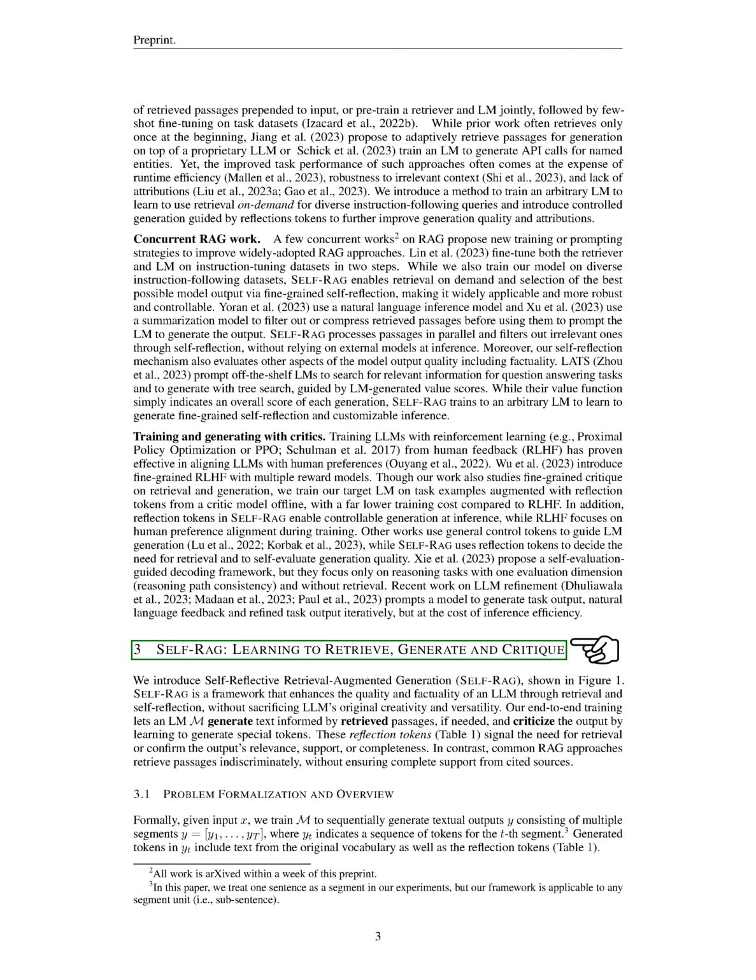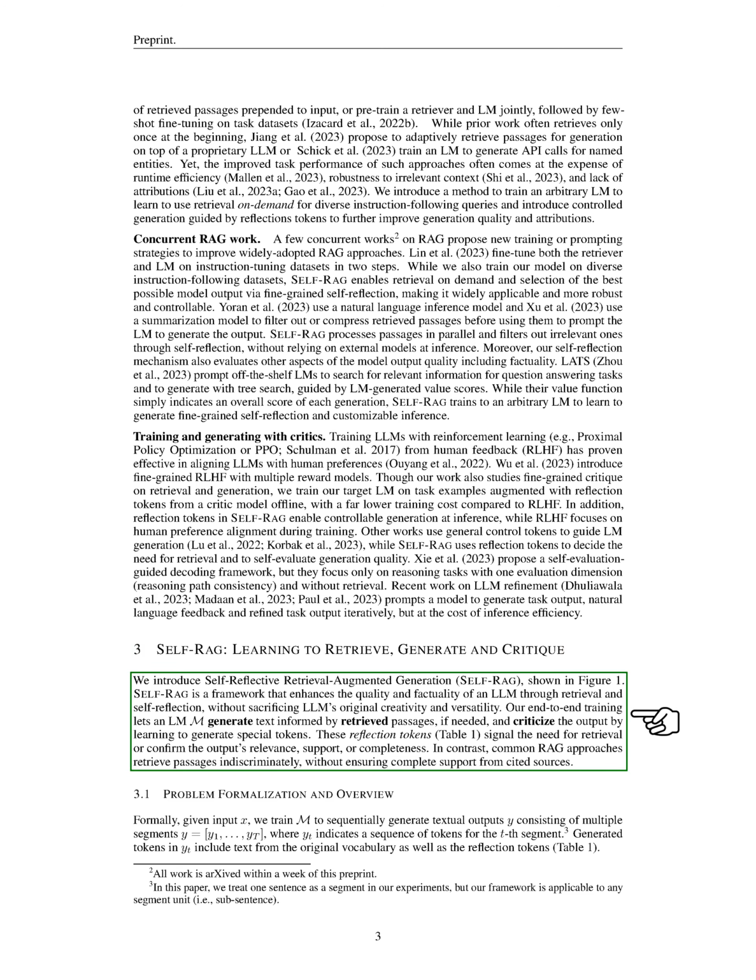Section: Self-RAG. Learning to retrieve, generate, and critique. We're introducing a new framework called Self-Reflective Retrieval-Augmented Generation, or Self-RAG for short. This framework improves the quality and accuracy of a language model, without compromising its original creativity and versatility. Our approach involves training the language model to generate text based on retrieved passages, and then critique its own output by generating special tokens. These tokens indicate whether retrieval is necessary or confirm the relevance, support, or completeness of the output. This is different from typical retrieval-augmented generation (RAG) methods, which retrieve passages without ensuring full support from the cited sources.